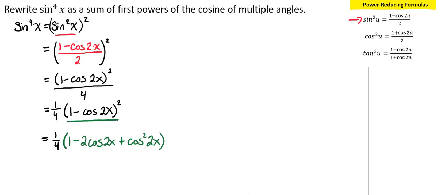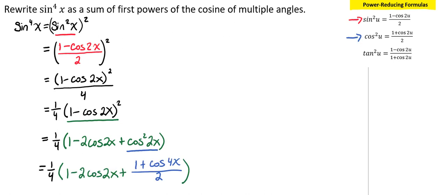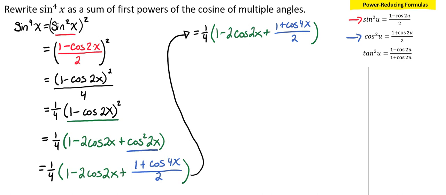And so now we see that we have a cosine squared of 2x, which also goes with one of our power reducing formulas. So we can go ahead and use that. So we're going to plug that in now, which is going to give us 1/4 times the quantity 1 minus 2 times the cosine of 2x plus 1 plus the cosine of 4x over 2. Now notice that our 2x changed to a 4x, and it did that because our formula said to take that 2x and times it by 2, which gives us a 4x. And we're out of room, so I'm just going to move back up to the top.